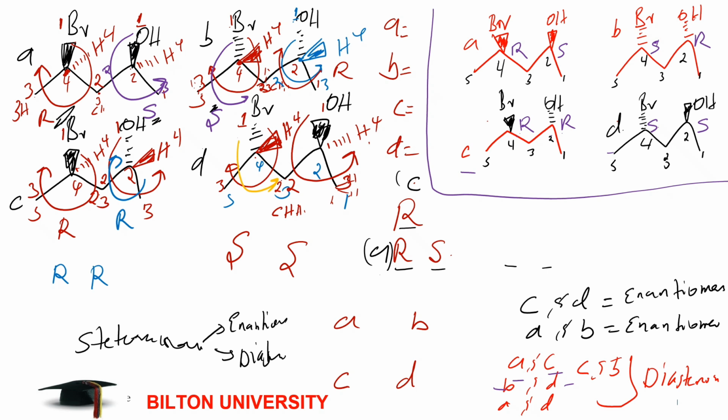So that's sometimes how you can identify enantiomers and diastereomers, and also how you can give them RS configuration.